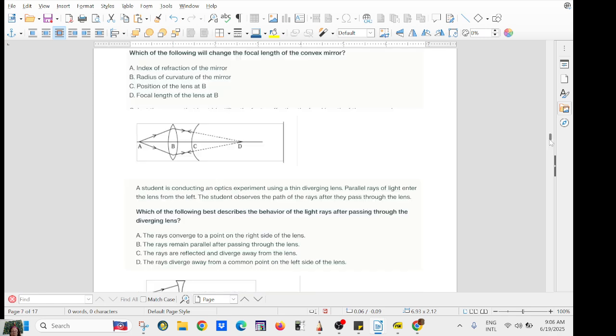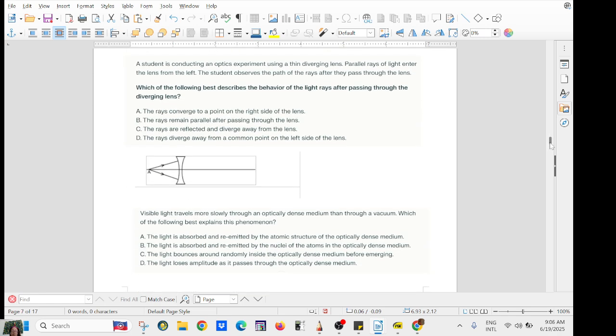Okay, so let's go to the next question here. So this one is an easy one. Okay, you can look at the picture. So this is called the concave lens, or concave or diverging lens. What's going to happen to the rays? It will, obviously, it will diverge, right?